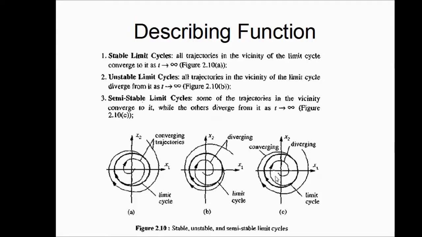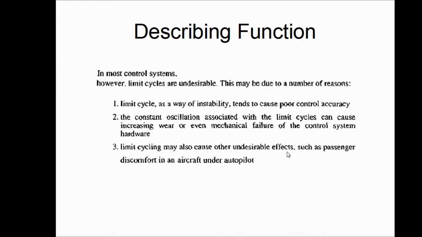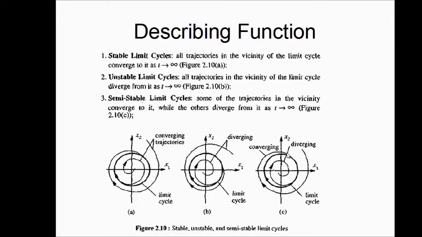So this is an example. The inside trajectories are going away from the limit cycle and the outside trajectories are going towards it. So this is actually a semi-stable limit cycle. An unstable limit cycle is one where the inside as well as the outside trajectories diverge away from the limit cycle.